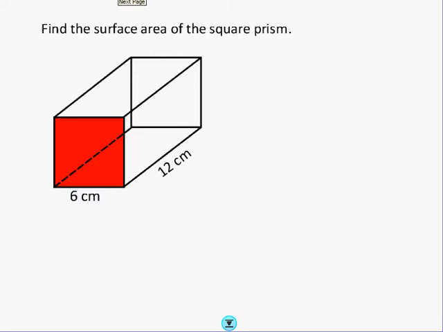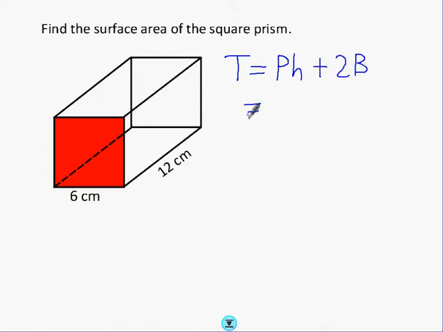So let's look. I've got a square prism here. I'm going to immediately recognize that this square and this square are the bases. We need to find the total surface area. That's why we use T. Total surface area is perimeter times height plus 2 times the base.